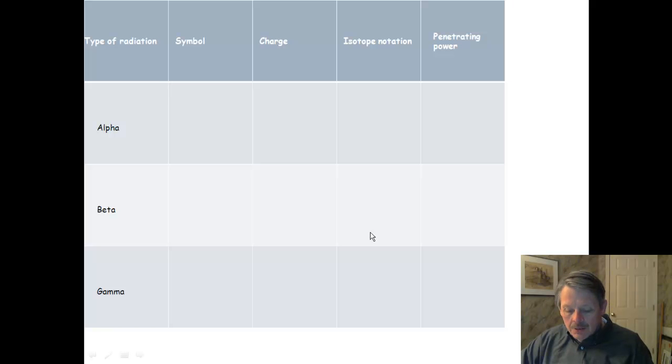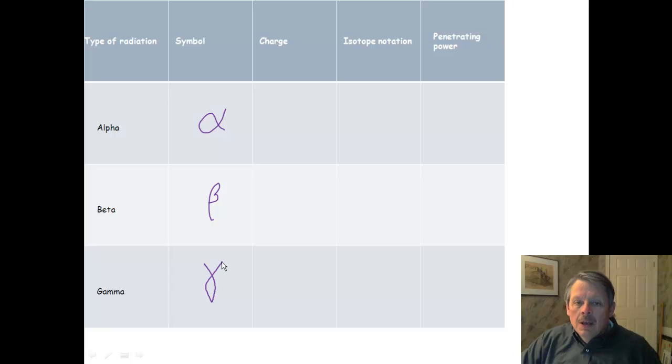All right, so let's go off and do this little chart. Type of radiation, our symbol: we have an alpha particle, a beta particle, and a gamma particle. Our charge for an alpha particle is +2, for a beta particle is -1, and for a gamma particle, it has none. Your isotope notation: for the alpha particle we draw a 4 and a 2, for a beta particle we draw a 0 and a -1, and for the gamma ray, we just put 0 and 0.